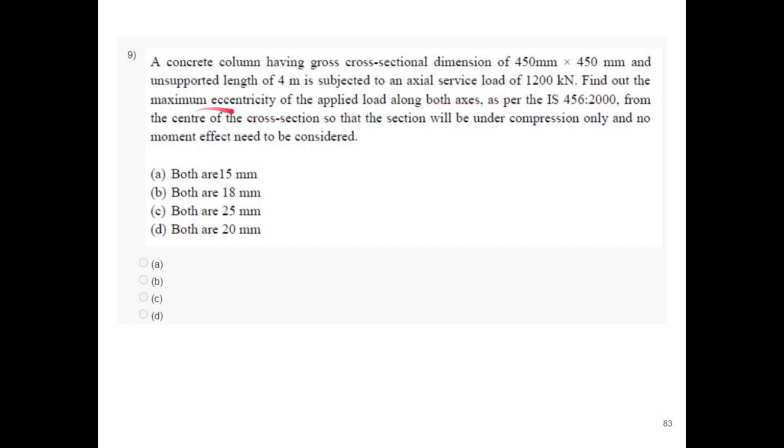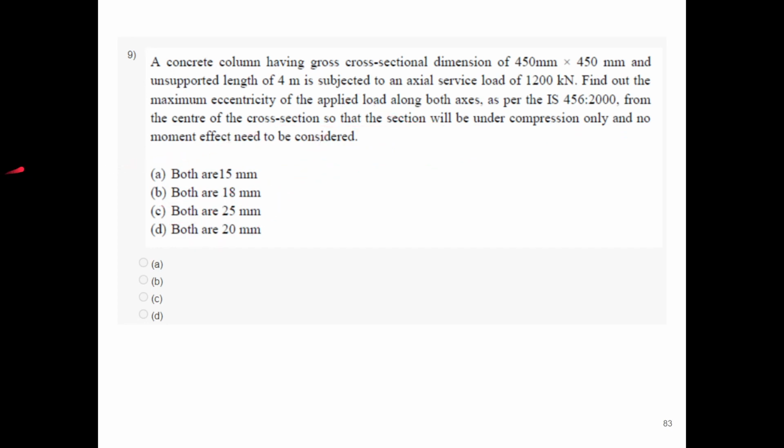So find out the maximum eccentricity of the applied load along both axes as per the IS 456 2000, from the center of the cross section, so that the section will be under compression only and no moment effect needs to be considered. The options are: both are 15 mm, both are 18 mm, both are 25 mm, both are 20 mm.